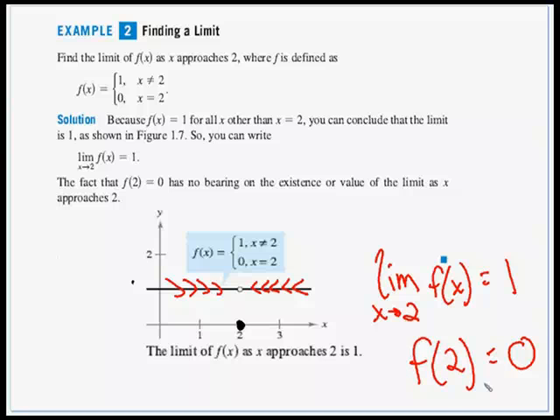Just because our function is defined at the point does not mean that the limit and that value are the same. Here, f of 2 is equal to 0, but the limit as we approach 2 is equal to 1. I hope that makes sense.